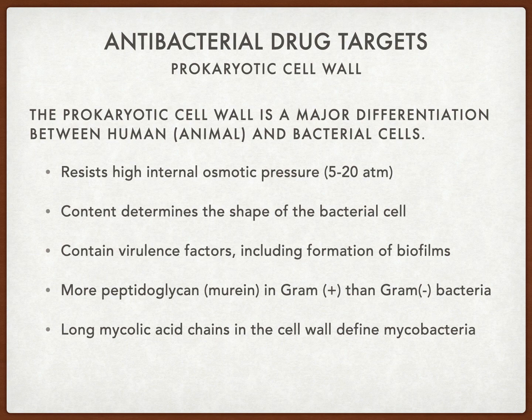One important component of the bacterial cell wall, of the prokaryotic cell wall, is peptidoglycan or murein, which is more prevalent, more predominant, in gram-positive than in gram-negative bacteria. One molecule that is notable for mycobacteria, the genus of bacteria that causes tuberculosis, are the long mycolic acid chains.